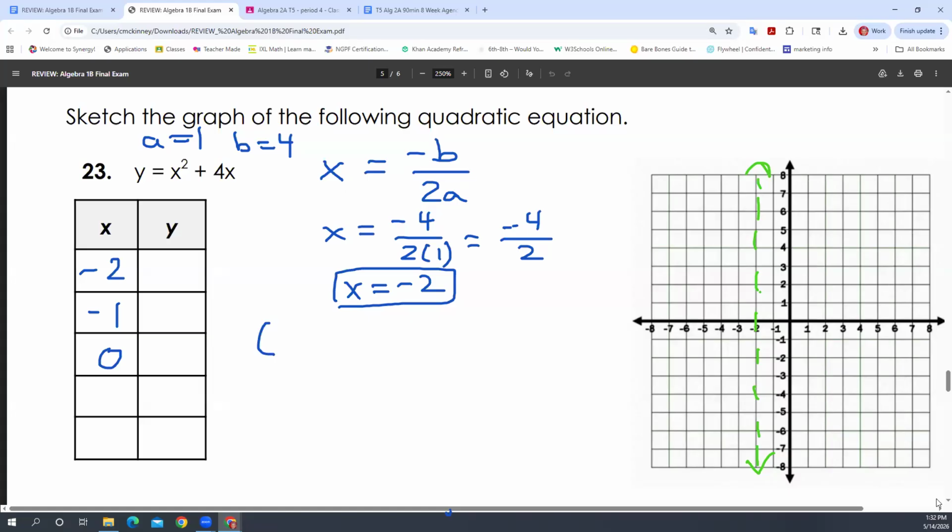So then negative 2 replaces the x. So that gives me 4 minus 8, which is negative 4. So negative 2, negative 4 is here.